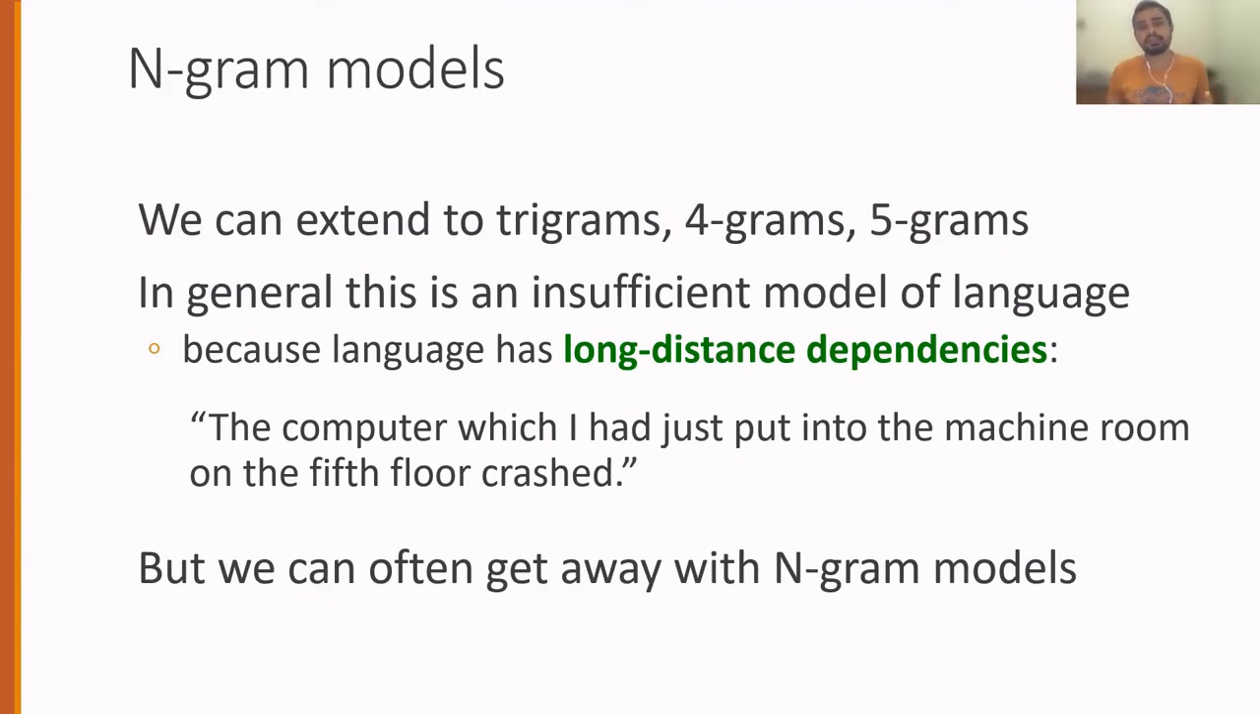So as I said before, we can extend this to trigrams, 4-grams, and 5-grams. In general, this is an insufficient model of language because language has long distance dependencies. That is, a word that has occurred, say 6 or 7 words before, might have some dependency with the word that is at the present, at the very end. So in general, 5-grams are much more accurate than 4-grams, and 4-grams are much more accurate than trigrams. But anyway, we can often get away with n-gram models.